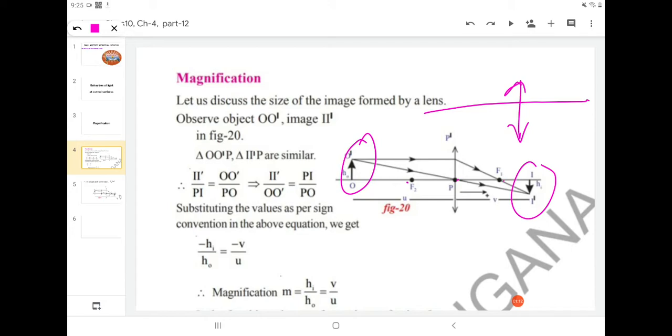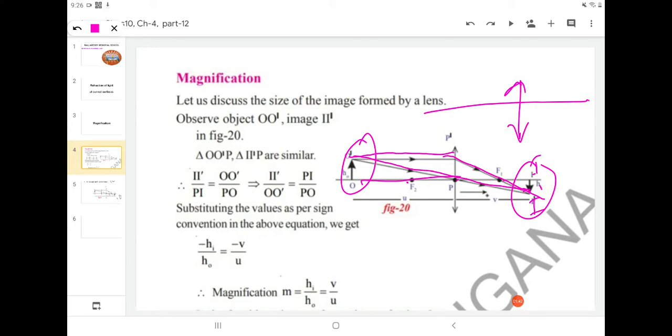We know when the light ray travels from this object parallel to the principal axis, after refraction it passes through the focus. If we draw another ray that passes through the optic center, we know the ray will not deviate. These two rays meet at one point, and at that point the image will be formed. We gave the names I' and I.